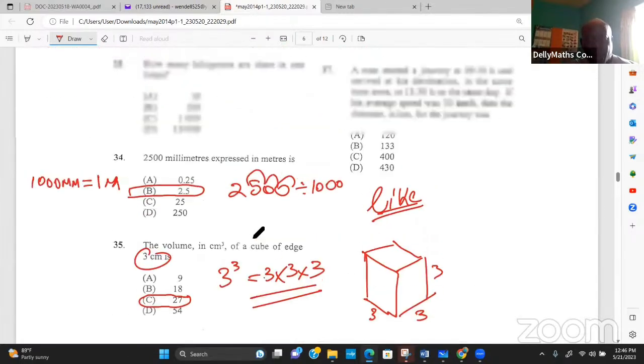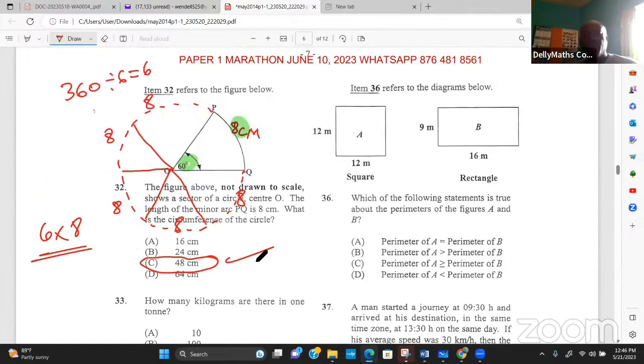All right. Am I at the right place? 36. Now, 36, it says item 36 refers to the diagram below. So we're looking at a square, and we're given this very important information and a rectangle. Which of the following statements is true about the perimeter of figure A and figure B? So I'll find the perimeter first, right? This is 12. This is 12. So the perimeter is 48, right? This is 16. This is 9.